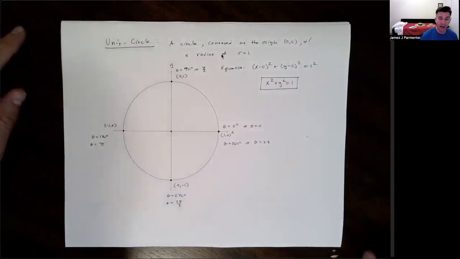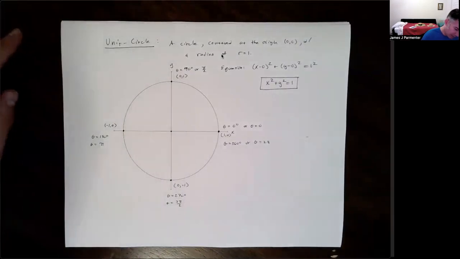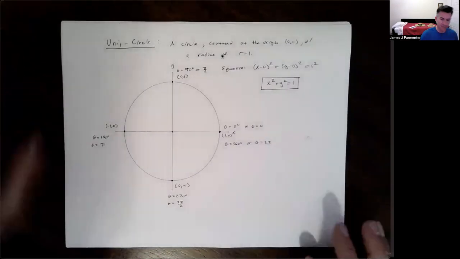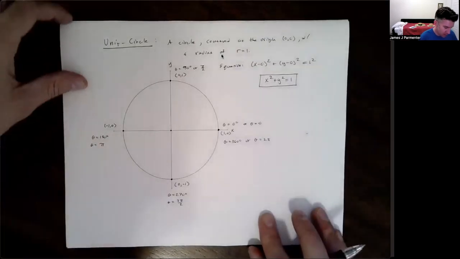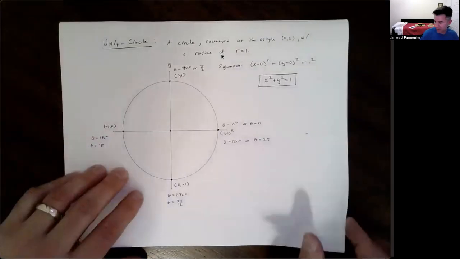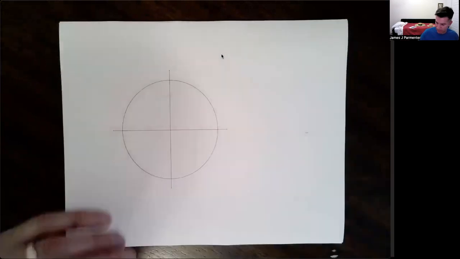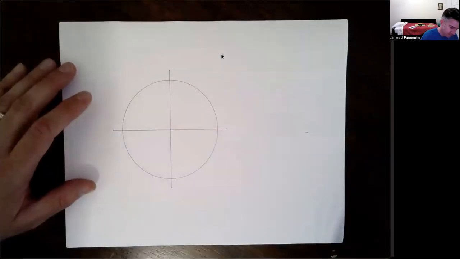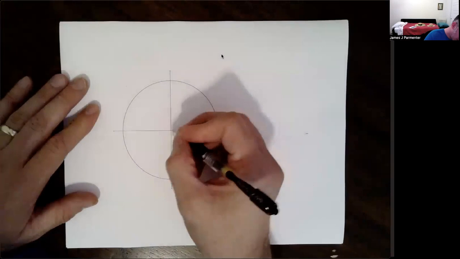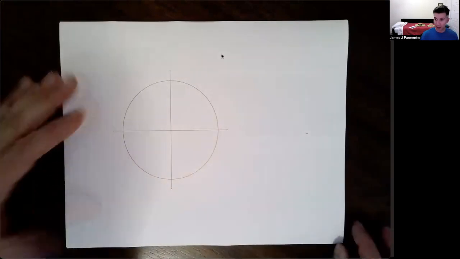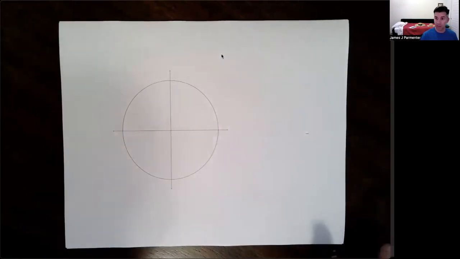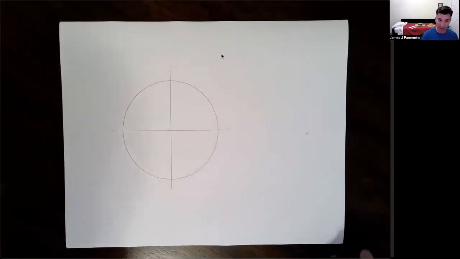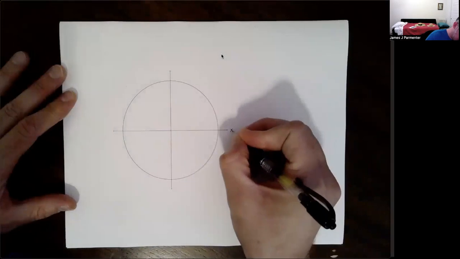Let's talk about how some of these angles we've talked about live on the unit circle. But here's what I want you to know about the unit circle. Let's say we draw some angle theta in the standard position, meaning measured counterclockwise from the positive x-axis. And here's the positive x-axis.